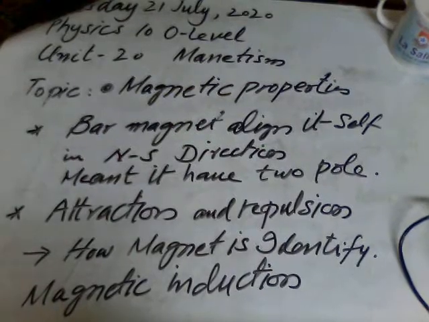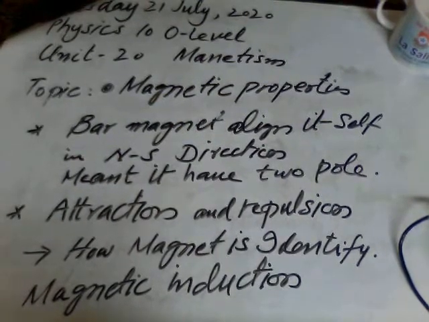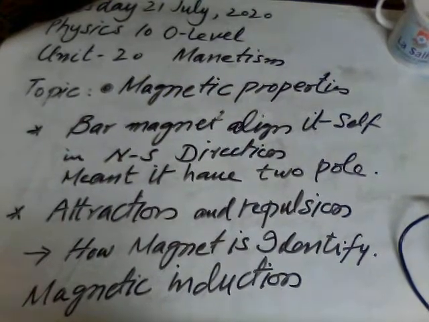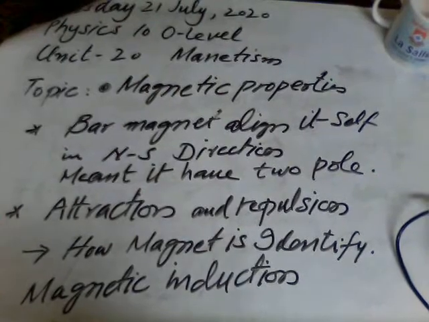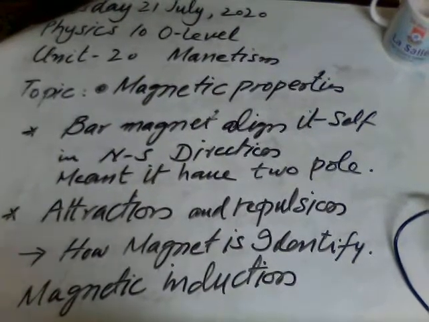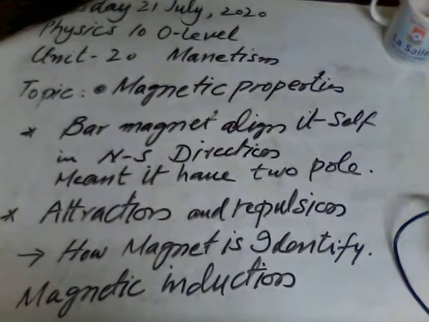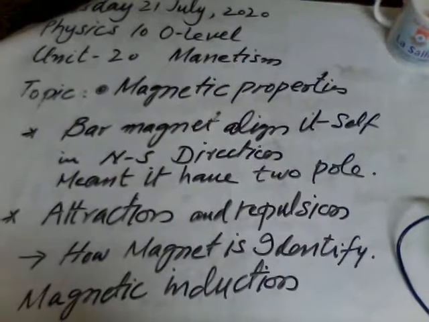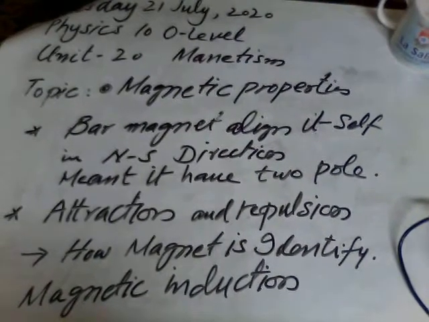So today we learned about the properties of the magnet, two main properties, two poles and repulsion and attraction. And then we studied how a magnet is identified and how magnetic power is induced in magnetic material.